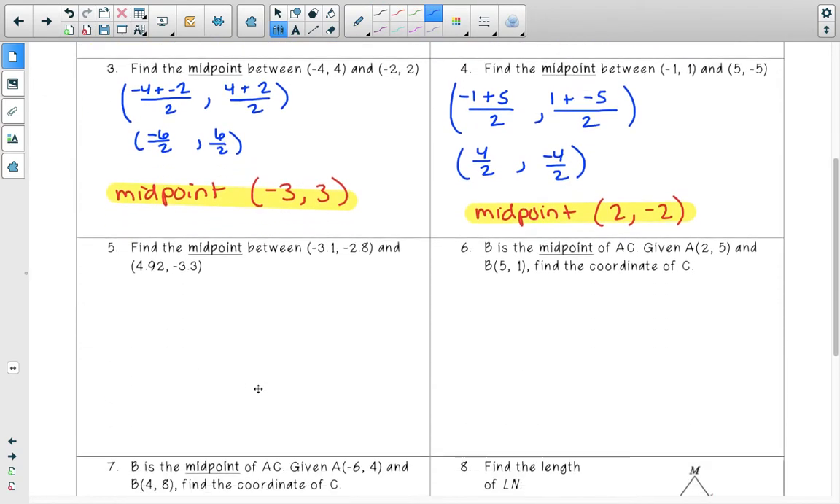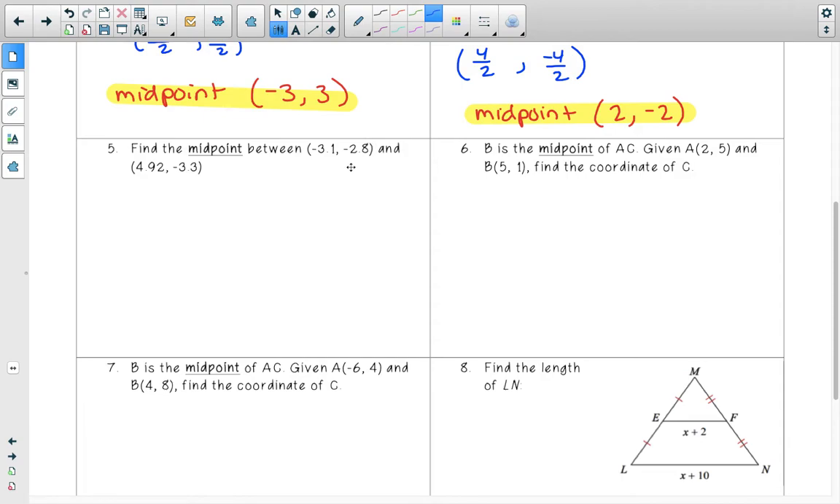The next question asks us to again find the midpoint, but this time we're given decimals. We do the same thing. We're not going to change our method. So we have parentheses, our x coordinates, comma, our y coordinates. So our x's are negative 3.1 or negative 3 1/10 plus 4 and 92 hundredths, all of that divided by 2, comma. Our y's are negative 2 and 8/10 plus negative 3 and 3/10, all of that over 2, close parentheses.